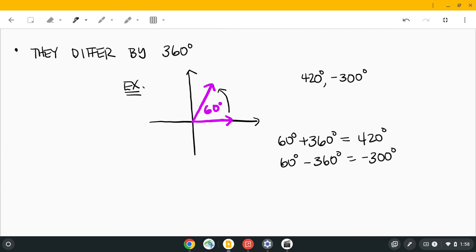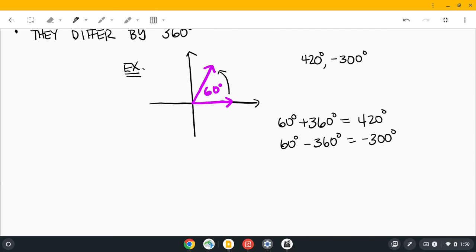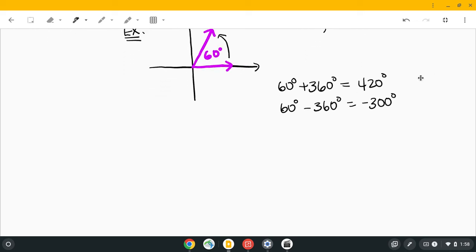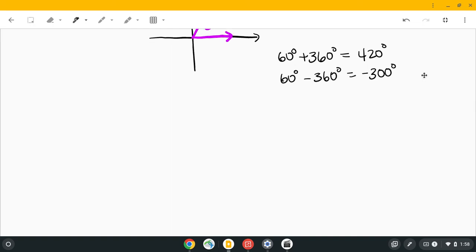Okay? So coterminal just means that they end in the same place. Their terminal side is right here. Okay? All right. So let's do this.